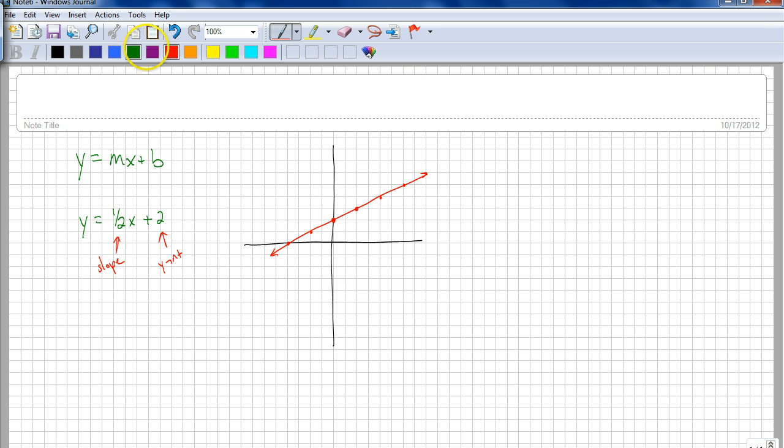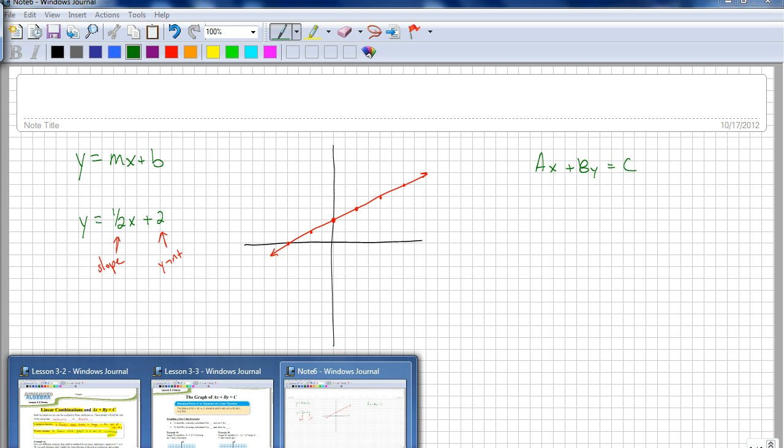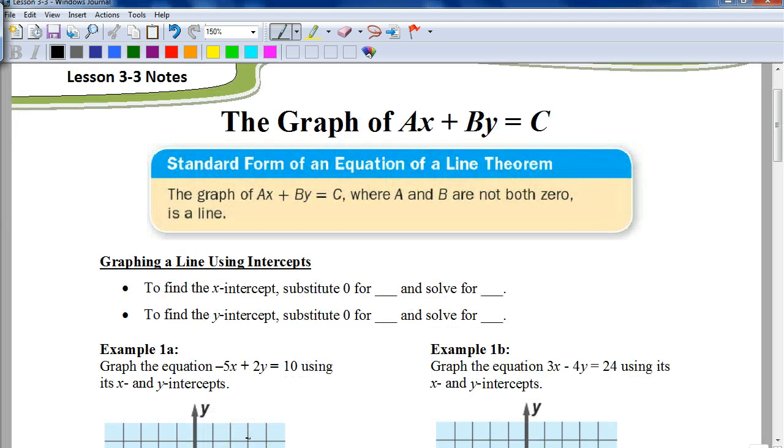Now, in our previous lesson, we talked about equations in this form, ax plus by equals c. Well, today in our notes, we're going to look at how to graph equations when they're in that form. Just like we've already talked about, you don't have to write this in your notes. You should already have this. That standard form of a line is ax plus by equals c, and the graph of that is obviously going to be a straight line.